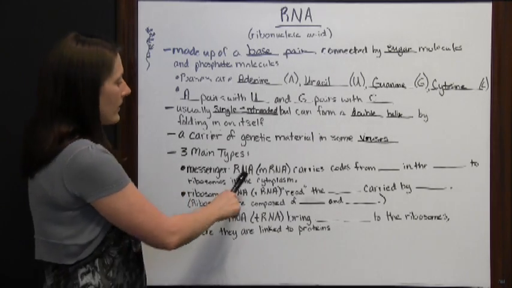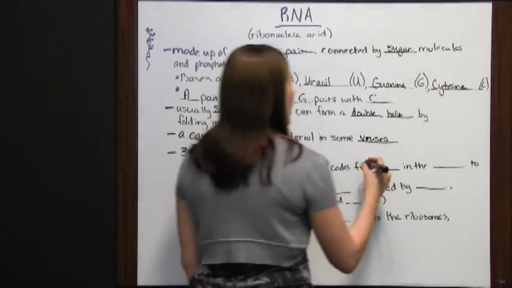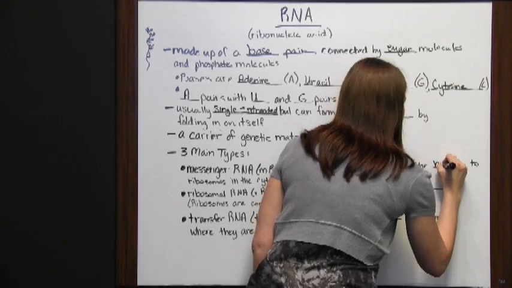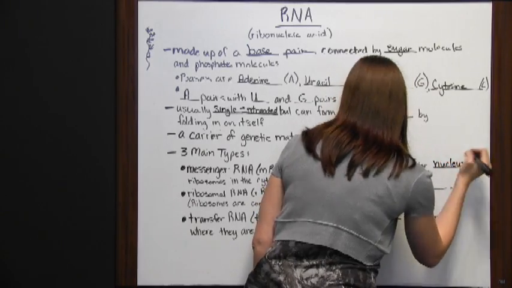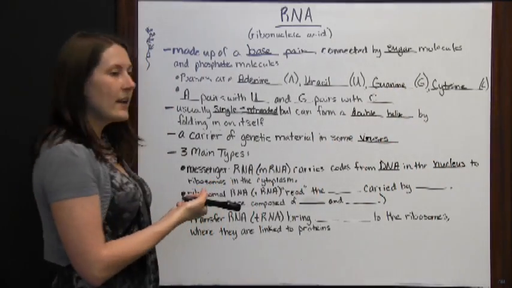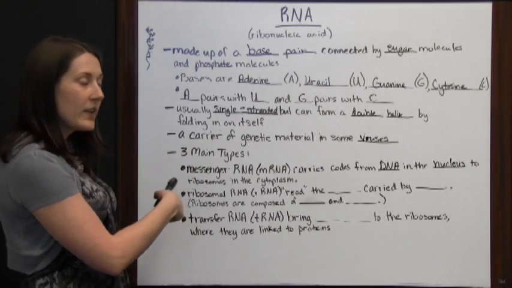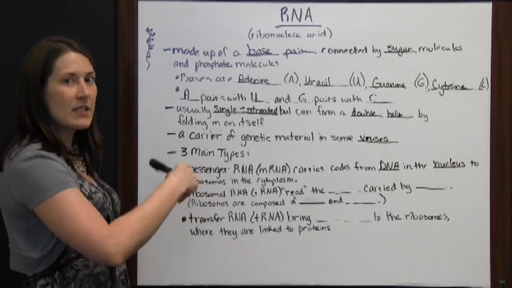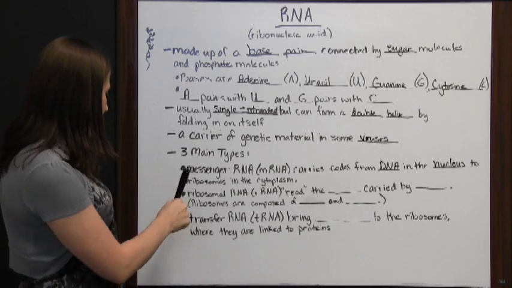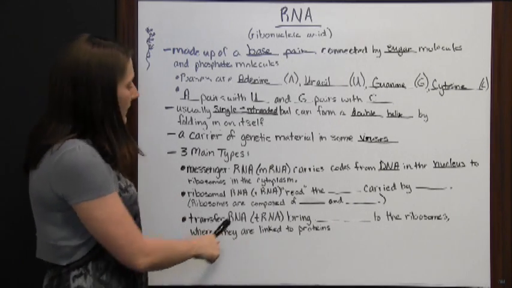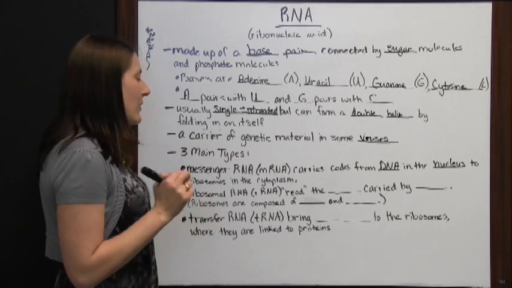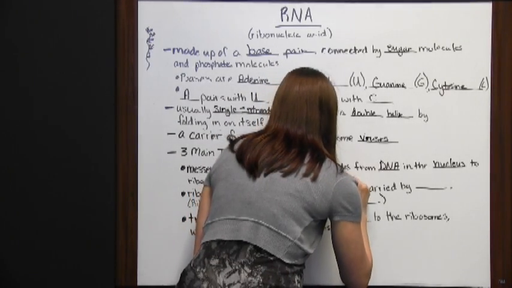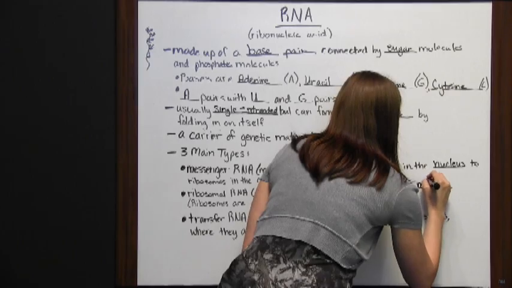Messenger RNA, or mRNA, carries codes from DNA in the nucleus to ribosomes in the cytoplasm. So it's moving, it's being a messenger and carrying that code from the DNA to ribosomes. Ribosomal RNA, or rRNA, they read that code carried by the messenger RNA.